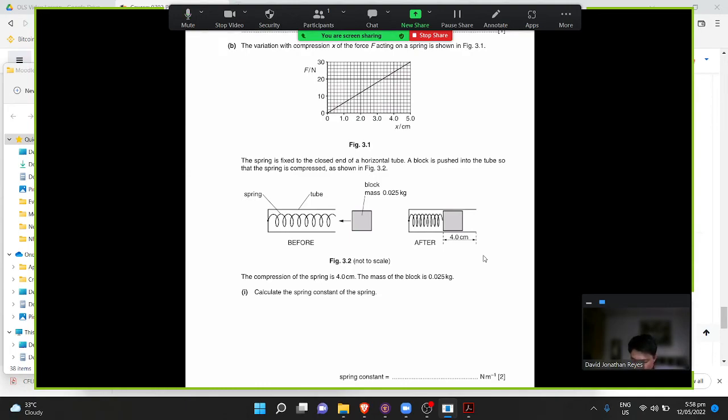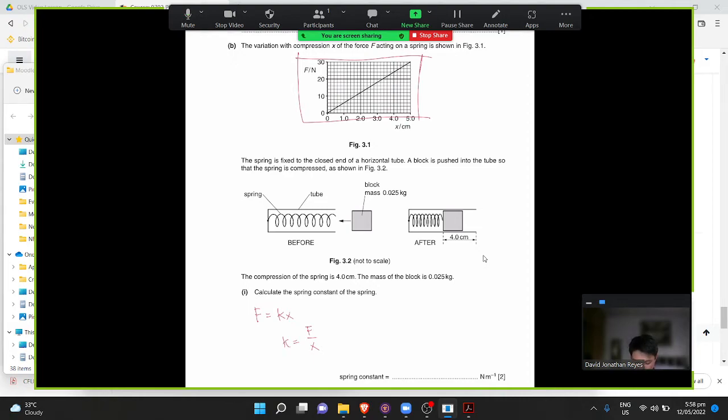Okay, given the equation of Hooke's law, F equals kx, k being the spring constant. If we rework it, we get k equals F over x, right? We can also use the gradient of a graph of force versus extension. But be careful: here you're asked for Newton per meter. This one is in centimeters, so you need to change it into the proper value.